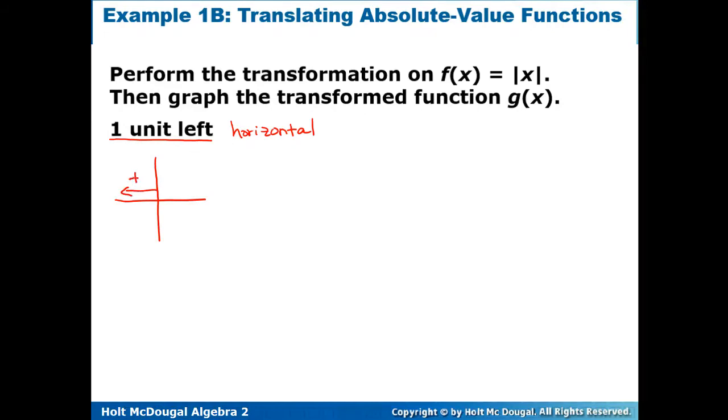So I'm actually going to add, and we're going to talk more about that in a little bit so you'll understand it a little more clearly. We're going to add to our x. We're going to keep our absolute value of x, and we're going to add 1 to our x. So our new function is just going to be g of x is equal to absolute value of x plus 1. Let's look at what that would look like on a graph.